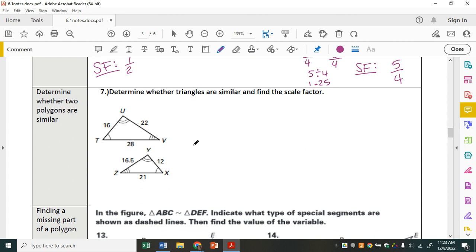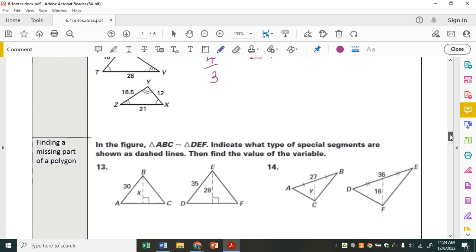Okay, so go ahead and try number 7. Go ahead, pause the video. You can try number 7. Okay, on number 7, you should find that your scale factor is 4/3. So triangle TUV will be similar to triangle XYZ.